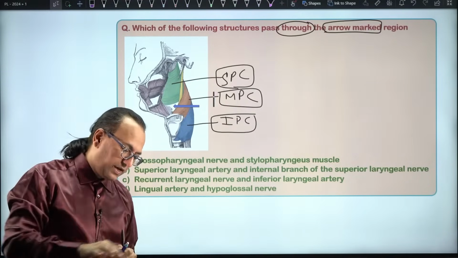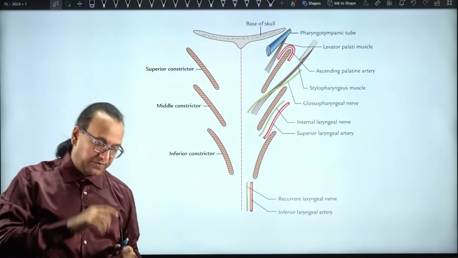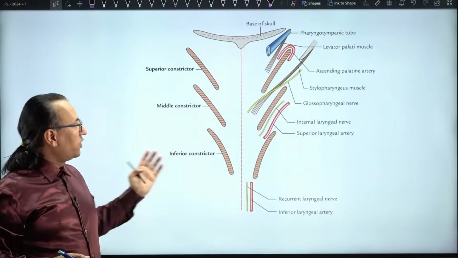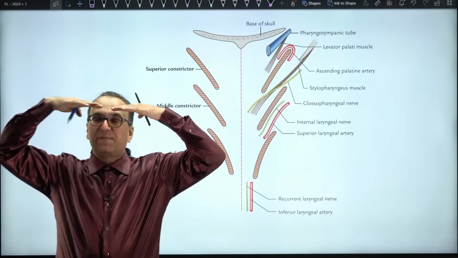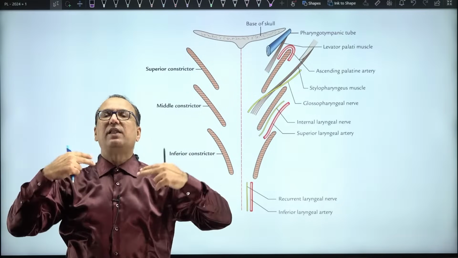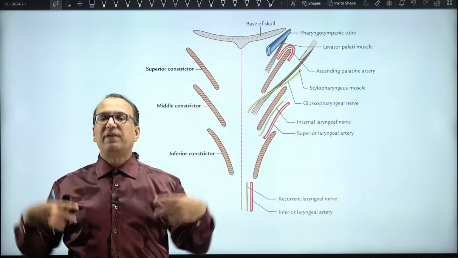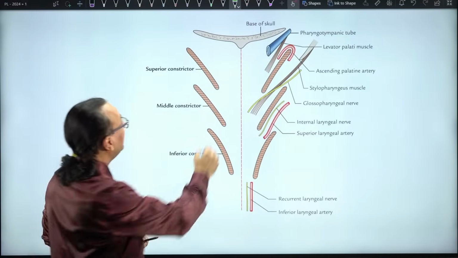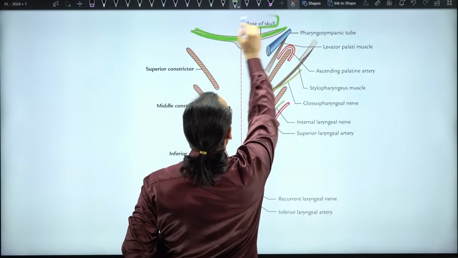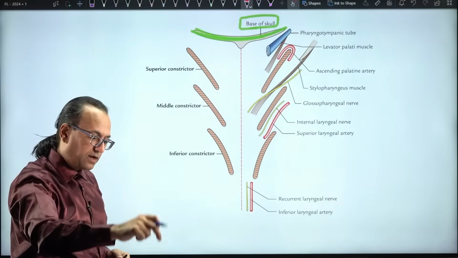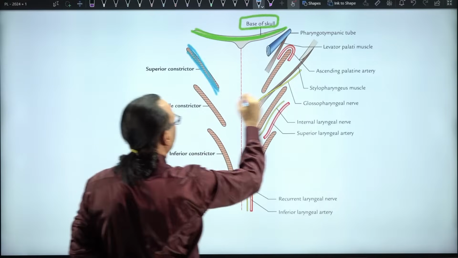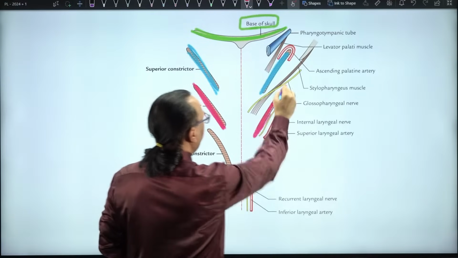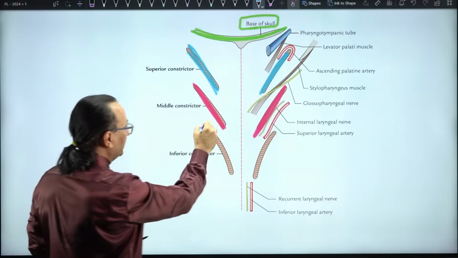Now before we answer the question, this is what we teach in our main videos. It's a coronal section from the front view, and you have the base of skull, then the superior pharyngeal constrictor, middle and inferior pharyngeal constrictor. There are gaps in between and some structures pass through that. Looking from the front view, this is the base of the skull, and these are the muscles we are talking about: superior pharyngeal constrictor, middle pharyngeal constrictor, and inferior pharyngeal constrictor.